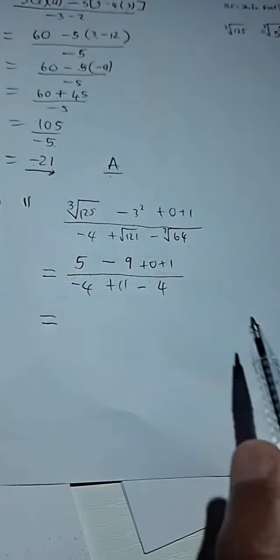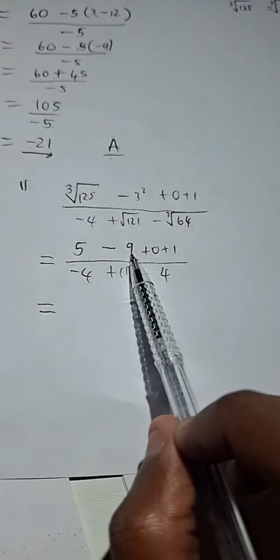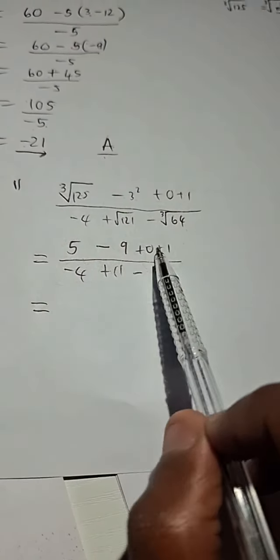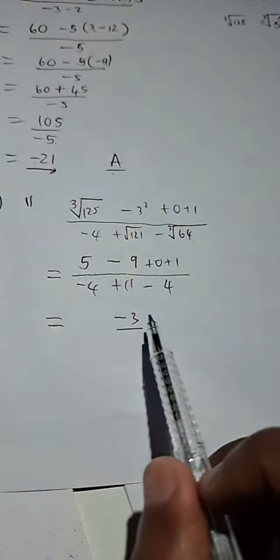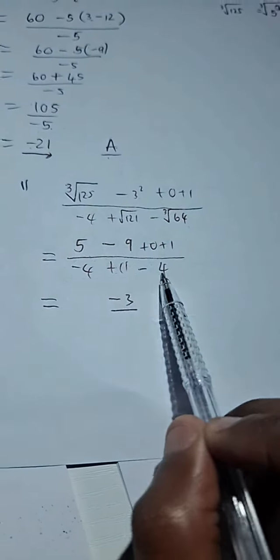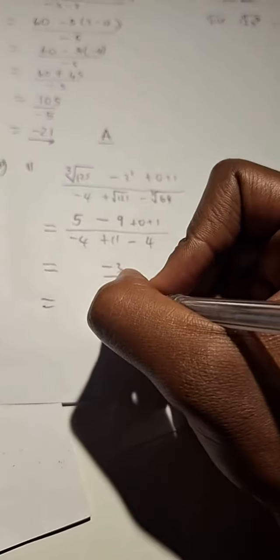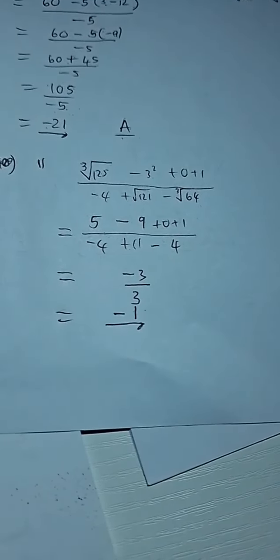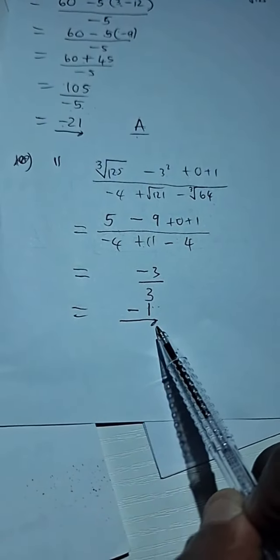Then, my grade 9s, you look at the numerator and sort out the numerator on its own. What's 5 minus 9? That's negative 4. Plus 0 is negative 4. Plus 1 is negative 3 over. You have negative 4 plus 11. That is 7. 7 minus 4, that is 3. Then what's a negative divided by a positive? That is negative. And then 3 divided by 3, that is 1. So that basically now, guys, is what we would do as a grade 9 learner for paper 1 if simplifying this thing. Now we got negative 1 as our answer. I hope that makes sense.